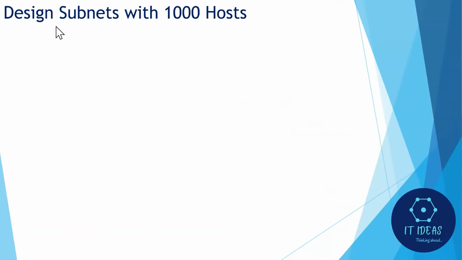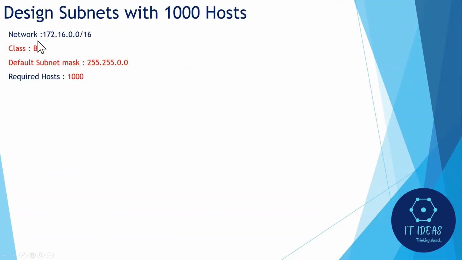Next example, we are going to design the subnets with 1000 hosts. Here we are going to use the class B IP network 172.16.0.0/16. The default subnet mask for a class B IP network is 255.255.0.0. Here we need 1000 hosts. The formula for finding the total number of hosts for each subnet is 2 power h minus 2, which should be greater than or equal to the required hosts. In our case, it is 1000.